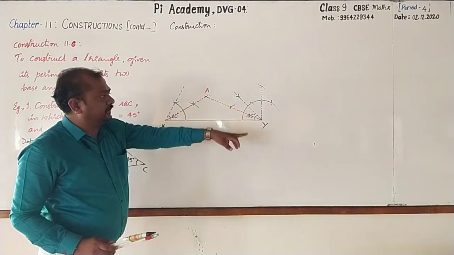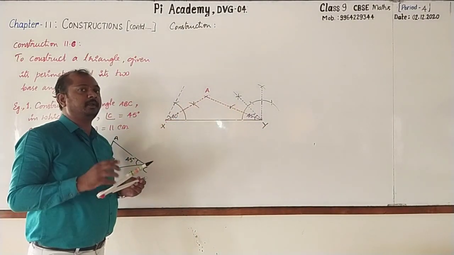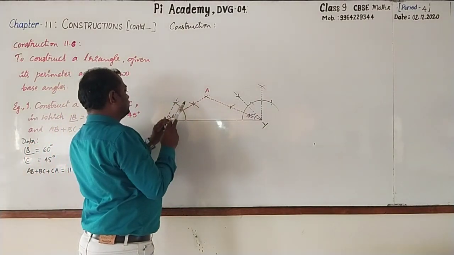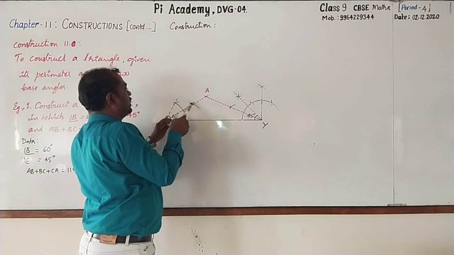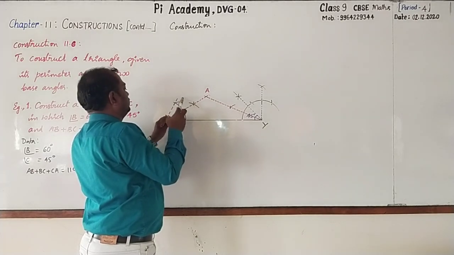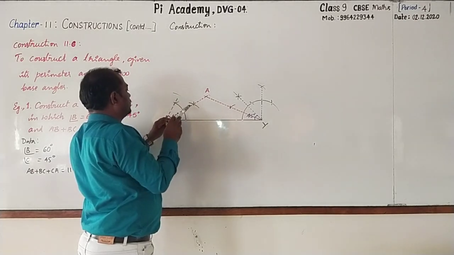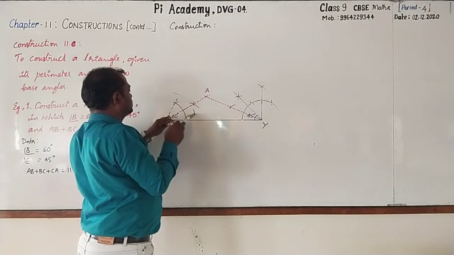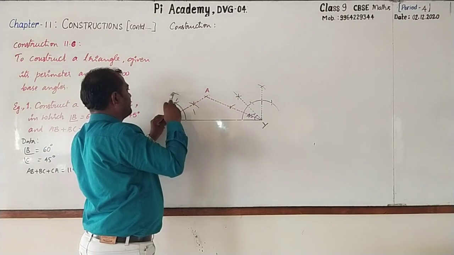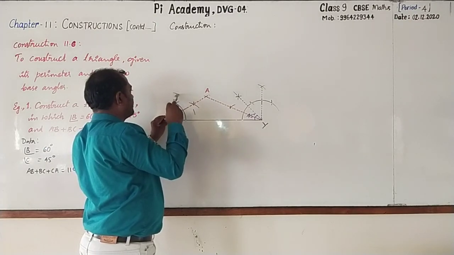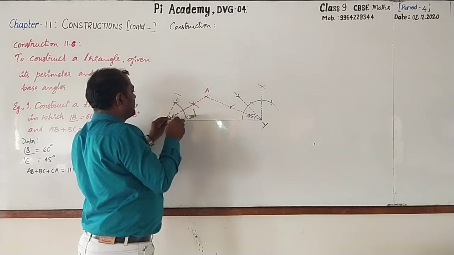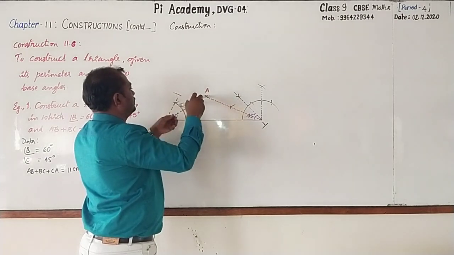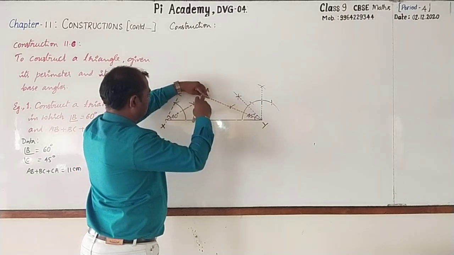For AX and AY, you have to draw the perpendicular bisector. With X as center, take more than half of AX and draw the arcs on either side. With A as center, without changing the radius, draw the arcs.